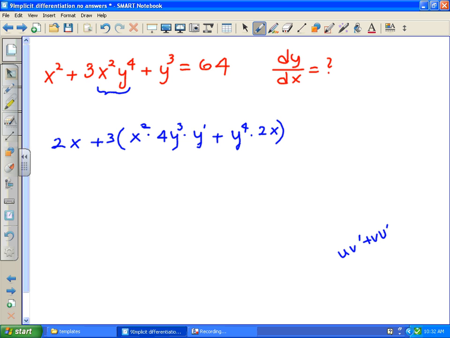Yes, George? No, you didn't have to keep the 3 on the side. Like, you could look at it, the first one as 3x squared, the second one is y to the 4. You could also do it that way. Absolutely. I'm going to distribute my 3 in the next step. Absolutely, you can do it that way. No, nothing wrong with that. Perfectly fine. How about the derivative of y cubed?